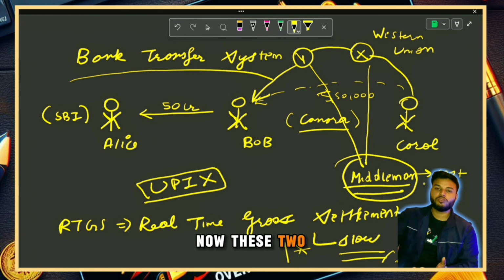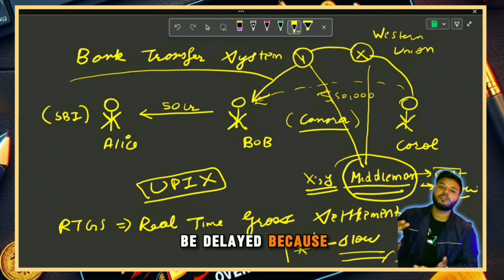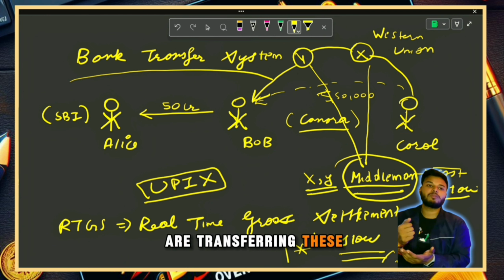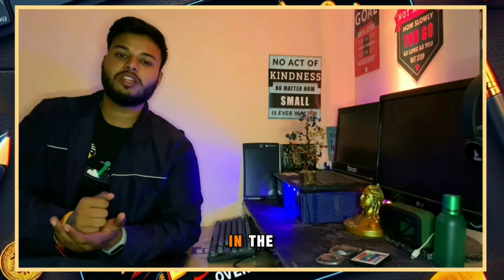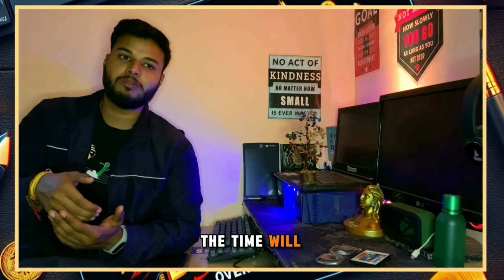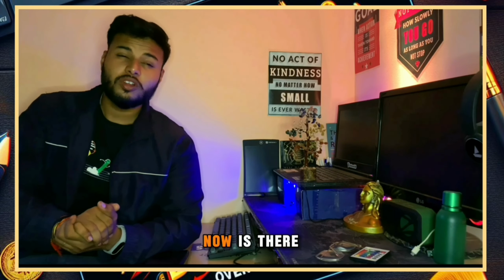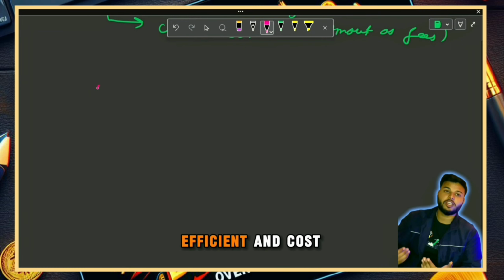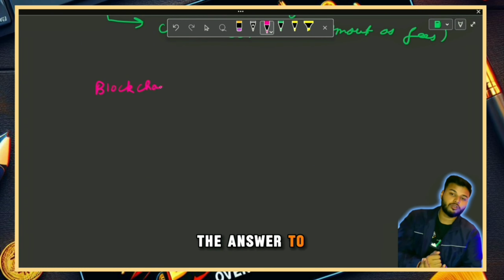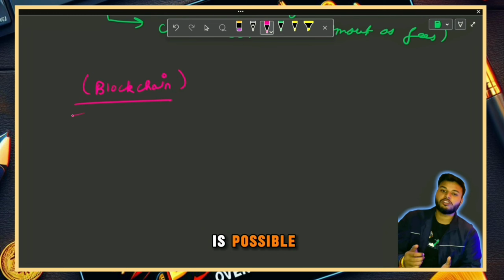Now these two extra middlemen will charge some extra fees, and the transaction will also be delayed because we are transferring this money through different banks, and all the banks will be taking their own processing time. In the worst situation, the time taken will be even more. Now, is there any way in which we can remove these third parties and make the system more efficient and cost effective? The answer to this is blockchain, and I will show you how it is possible.